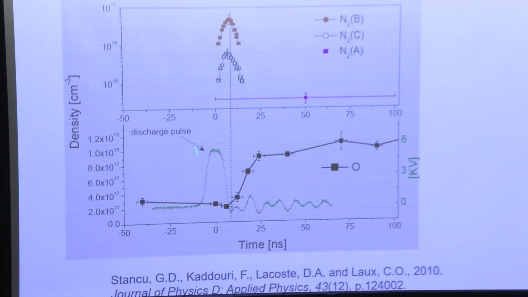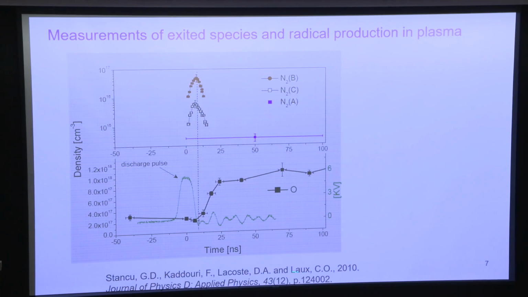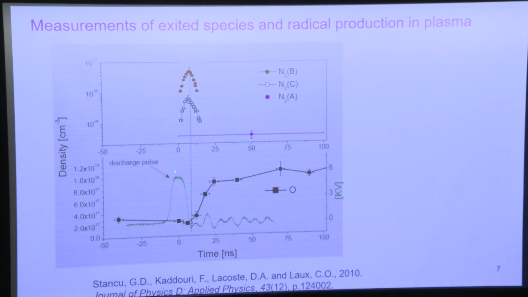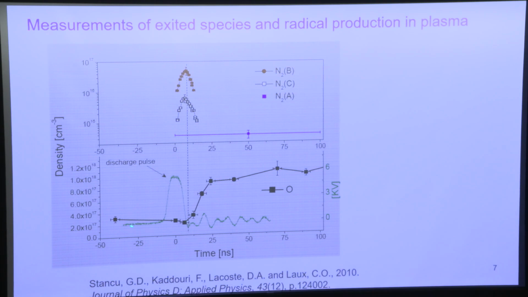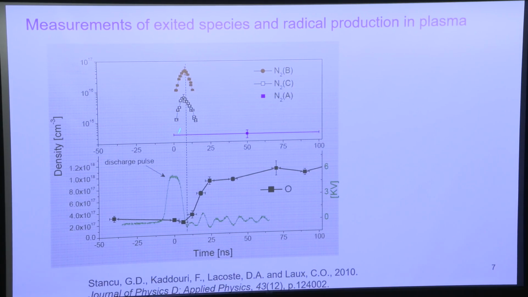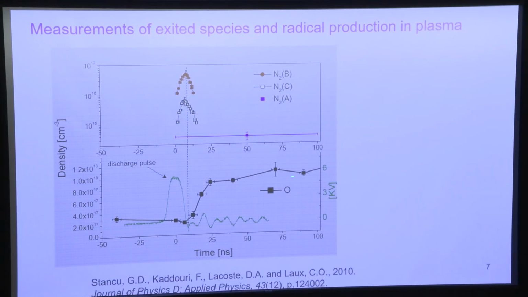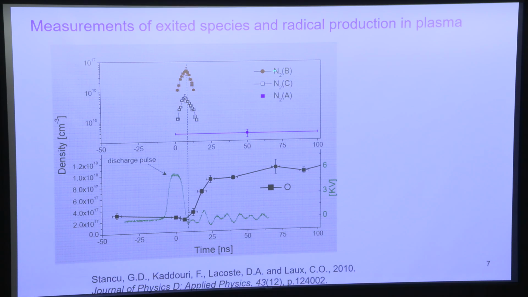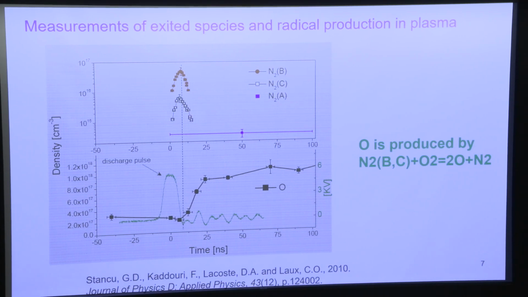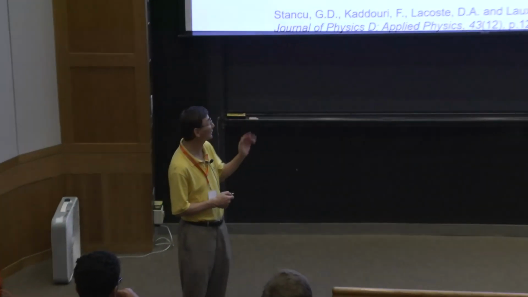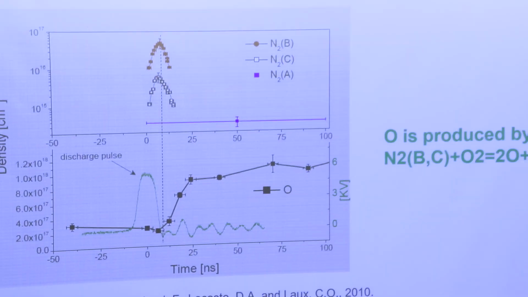So this is a very interesting experiment, done by my colleague Christophe Laux in France. He fired a nanosecond discharge here. And what he did, he measured using cavity ring-down spectroscopy, and he measured with TALIF, this excited nitrogen in the B and C states. And they found that when the B and C decay, the oxygen is increasing. And this clearly shows the mechanism that the O is generated by nitrogen B and C. Not always B, A could be too, but this condition is nanosecond. So they created this main reaction.